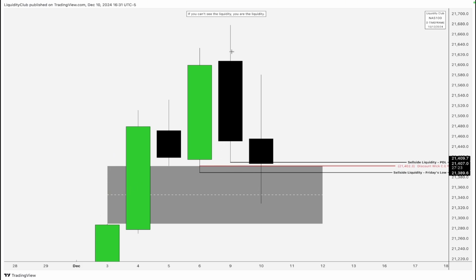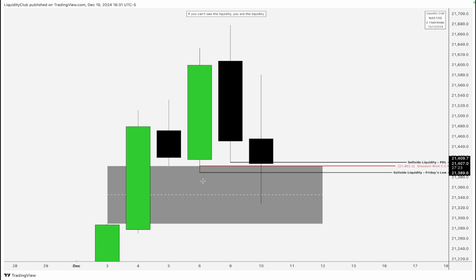I was aiming at previous days' sell side liquidity. I was aiming at Friday's sell side liquidity, and we have this gap, we have this wick right there, discount wick. I was also aiming at the midpoint or the consequent encroachment of that discount wick. The midpoint of that discount wick also happens to be the high of that fair value gap, which is this candle's low.